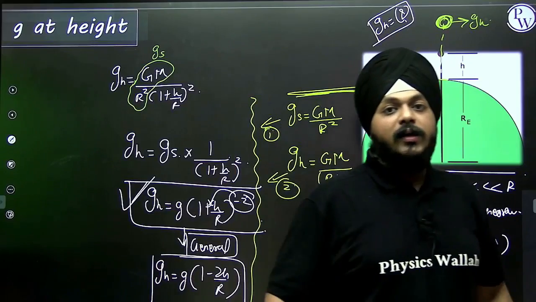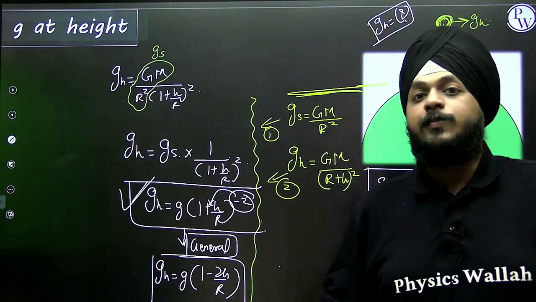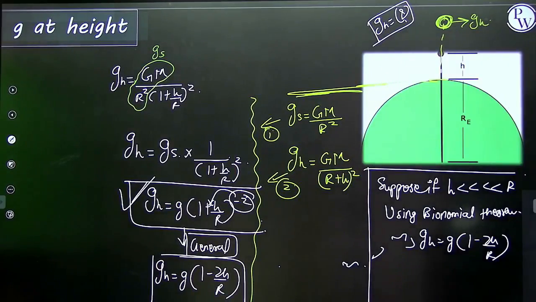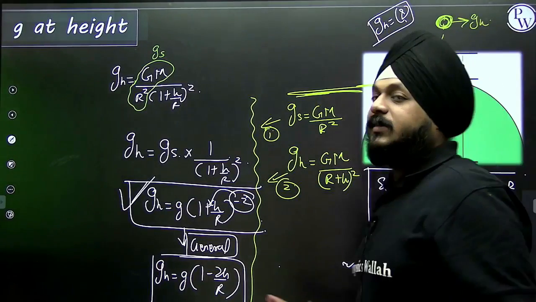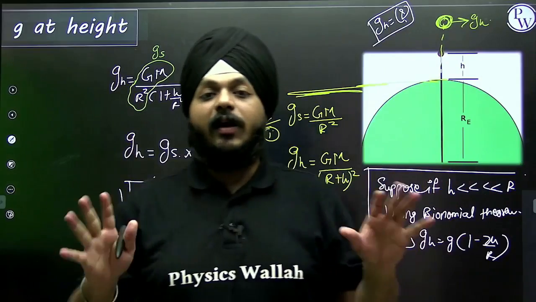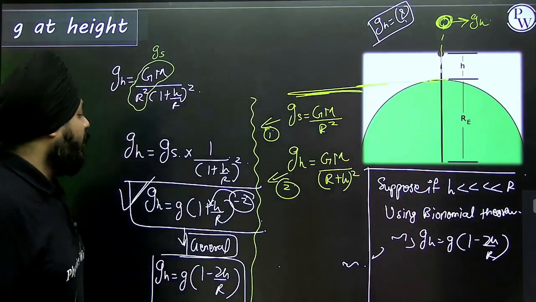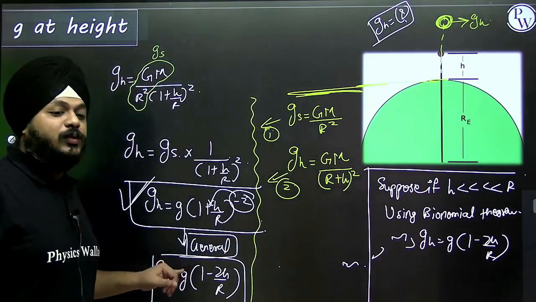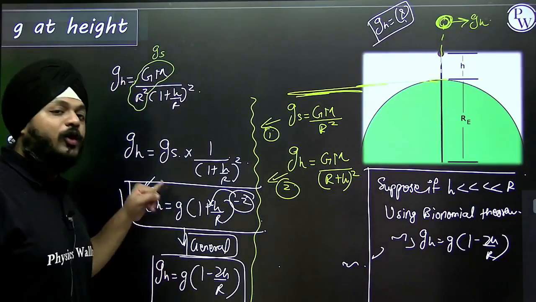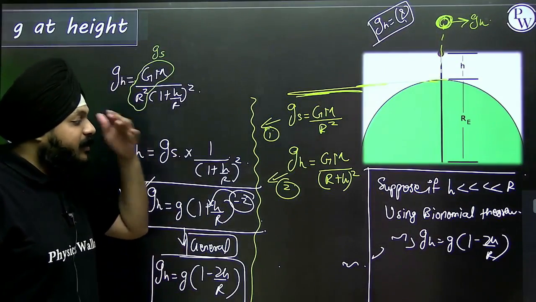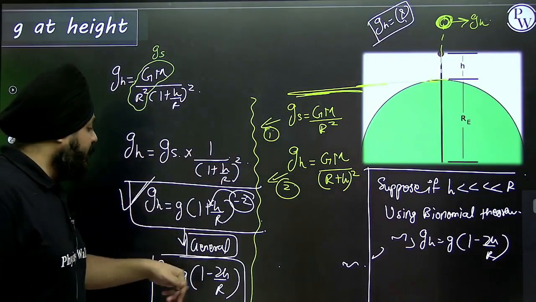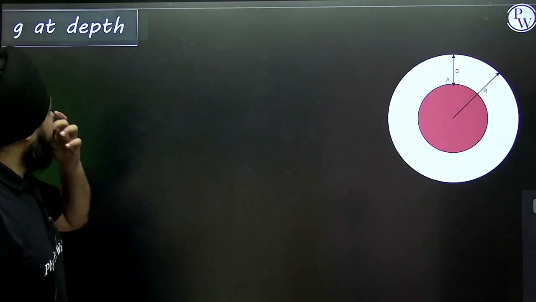So this is how the value of g varies with respect to height. We have two formulas, and they are simple. Students used to get confused in this, and they always use this formula. Actually we have to use this one, but when the condition h is less than R is satisfied, we have to use this.